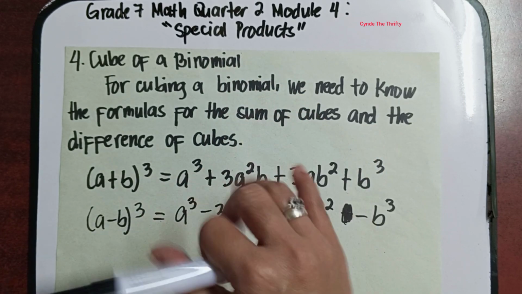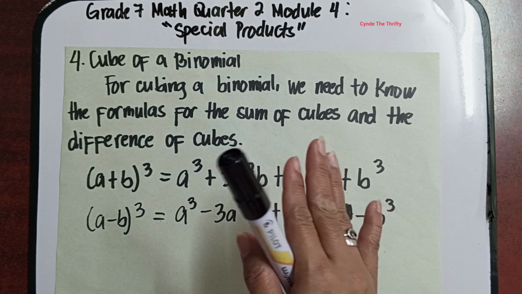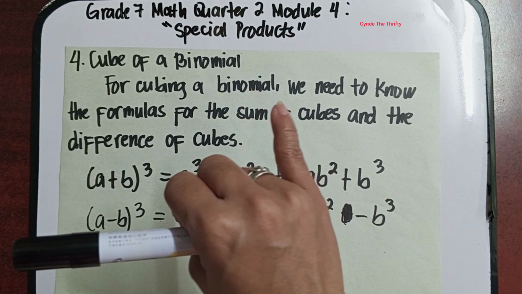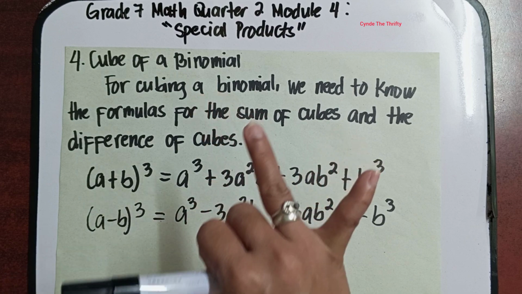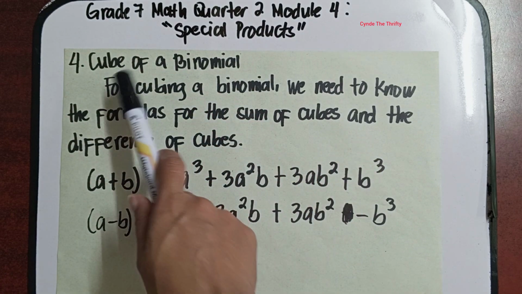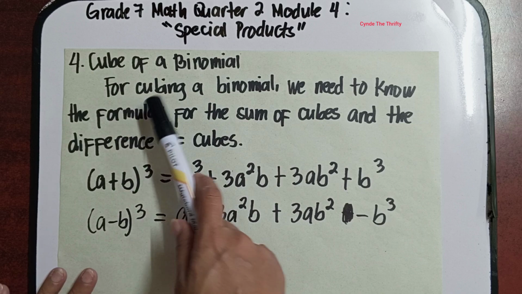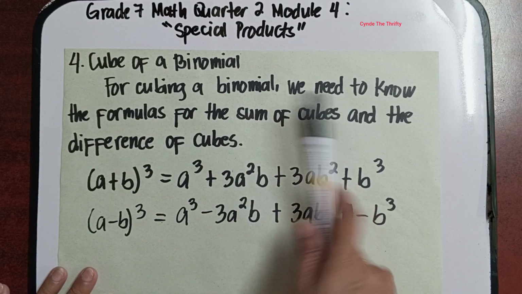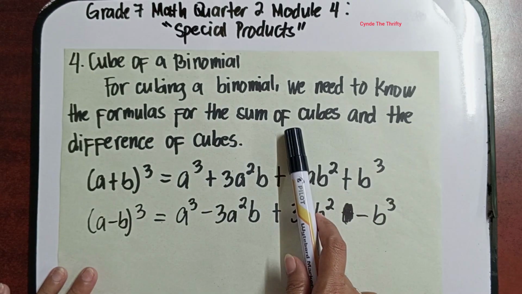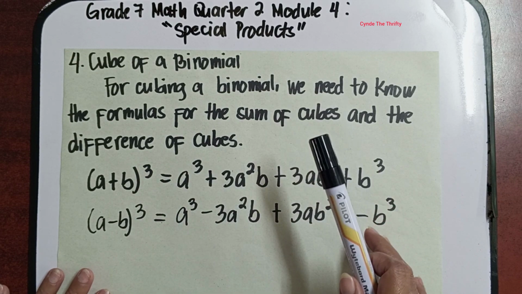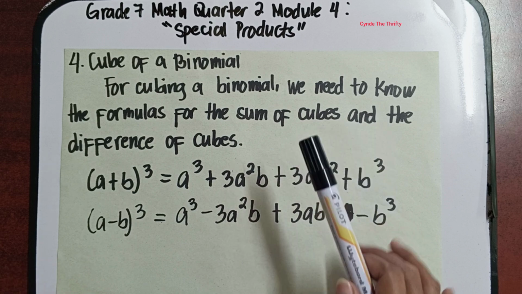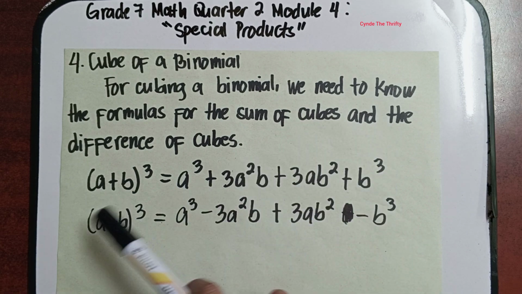So ngayon, ang pang-apat at ang pang-lima ang pag-aaralan natin. That is cube of a binomial and product of a binomial and trinomials. Cube of a binomial. For cubing a binomial, we need to know the formulas for the sum of cubes and the difference of cubes. Okay, so kailangan nating alamin yung formula ng sum of cubes and difference of cubes. Okay, meron tayong formula dito.